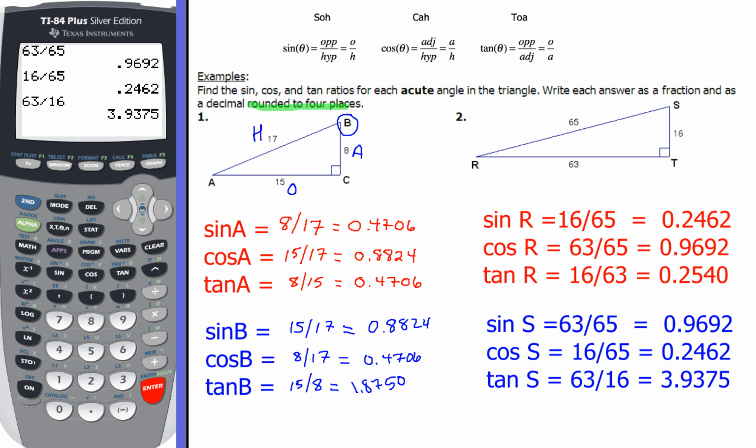So how'd you guys do with example 2? Hopefully for sine of r you have the correct ratio of 16 over 65 and a decimal approximation of 0.2462. And then similarly with cosine of r you get 63 over 65 equals about 0.09692, and the same with the rest of the ratios as you go down through there. If you've got any questions about that, make sure you're looking at the angle from the right perspective.